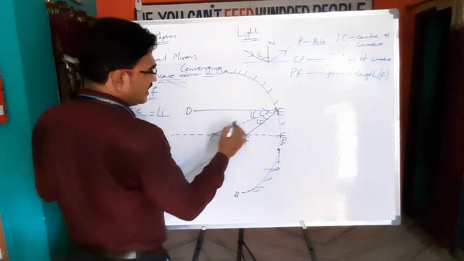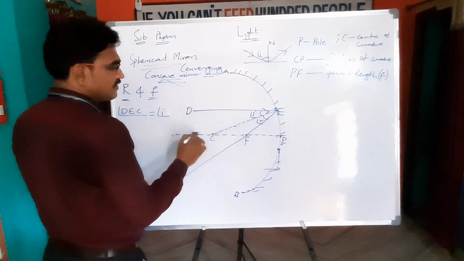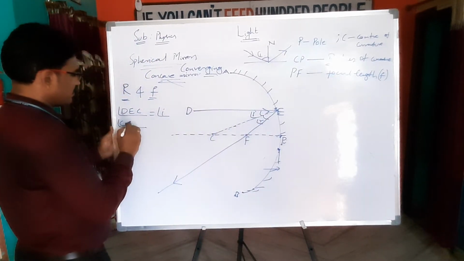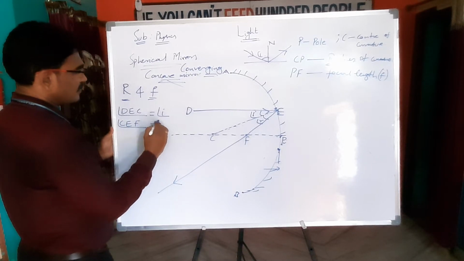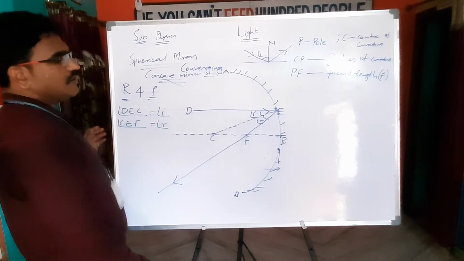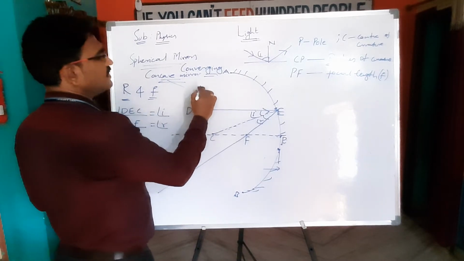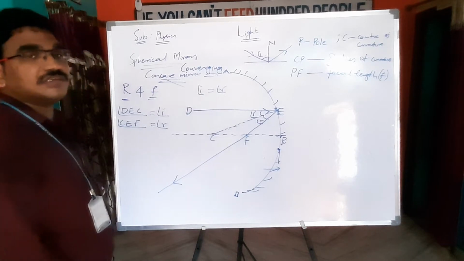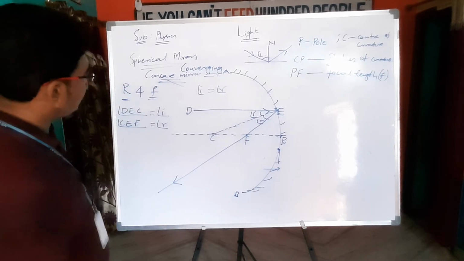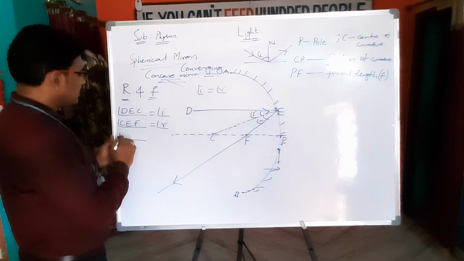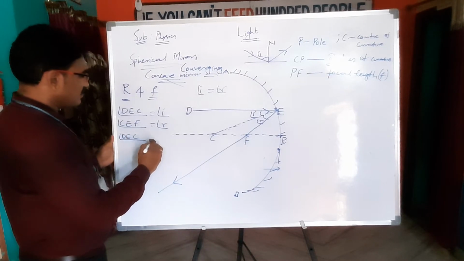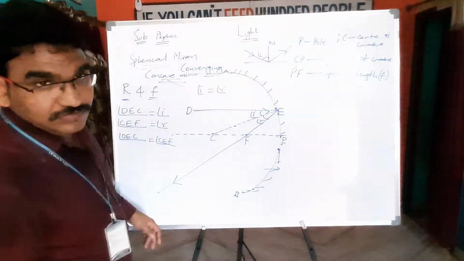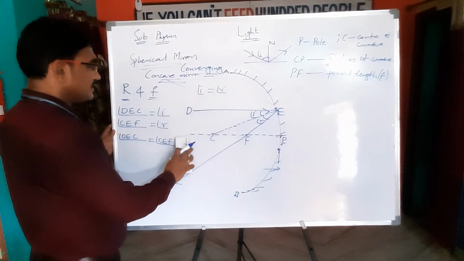Angle CEF is angle R. But we know from the laws of reflection, angle I is equal to angle R. From the laws of reflection, angle of incidence is equal to angle of reflection. Then what can I say? Angle DEC is equal to angle CEF. Okay, this is what I can say.